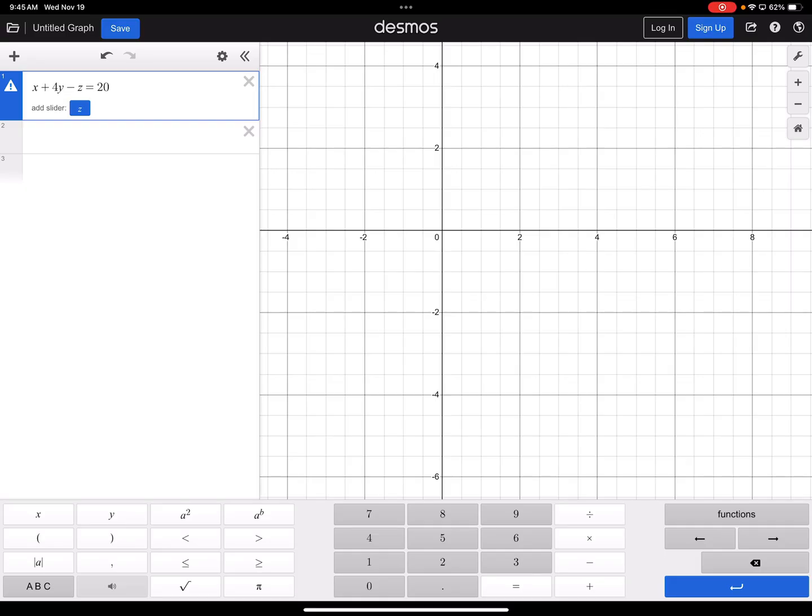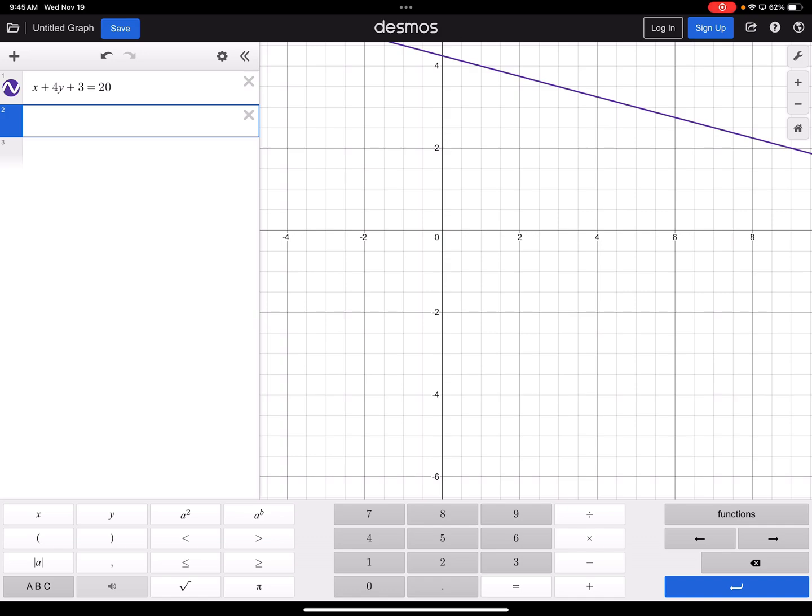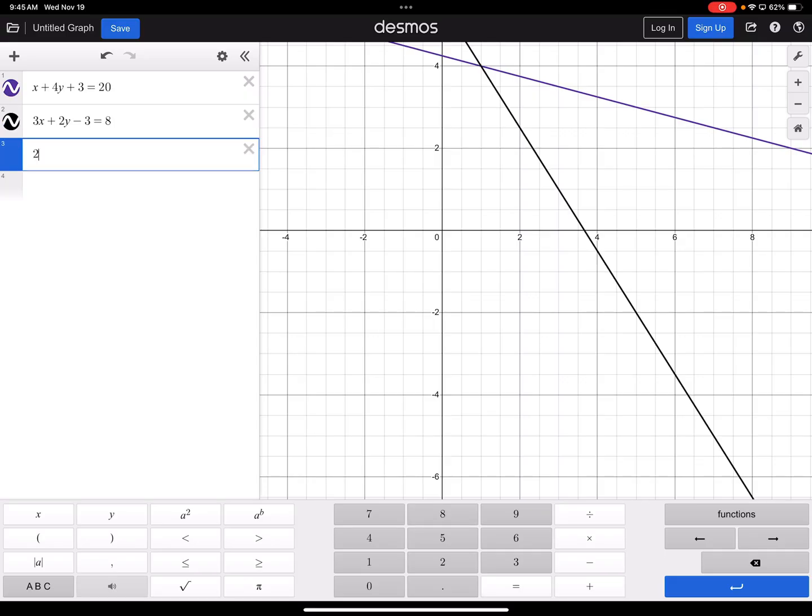You guys don't have to actually do this. -3 we said, so that was going to be +3. Okay, and then I've got 3x plus 2y, we said -3, minus 3 equals 8. And 2x minus 3y minus 6, because -3 times 2 is -6, equals -16.